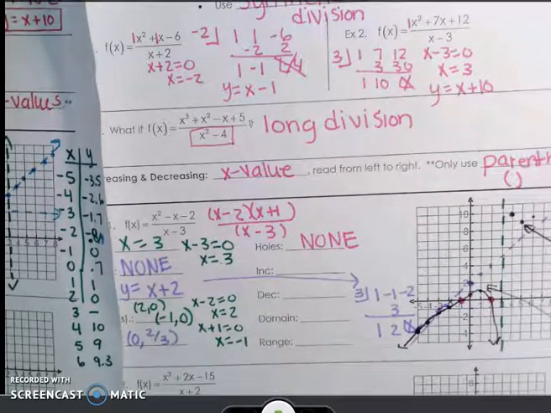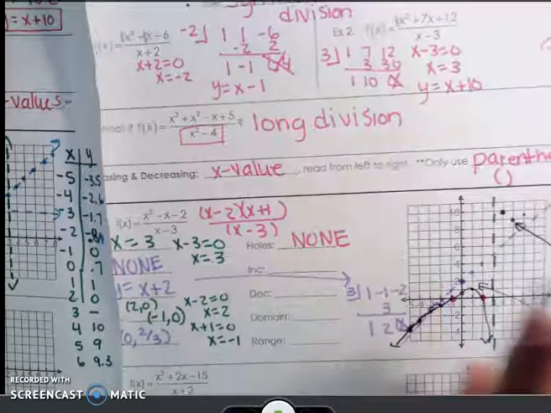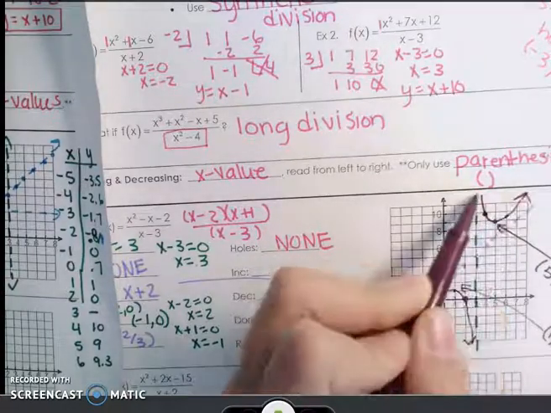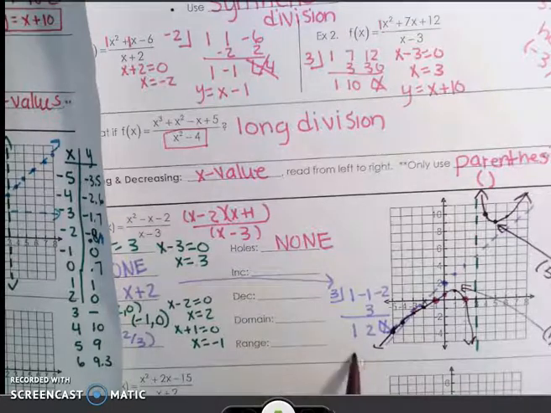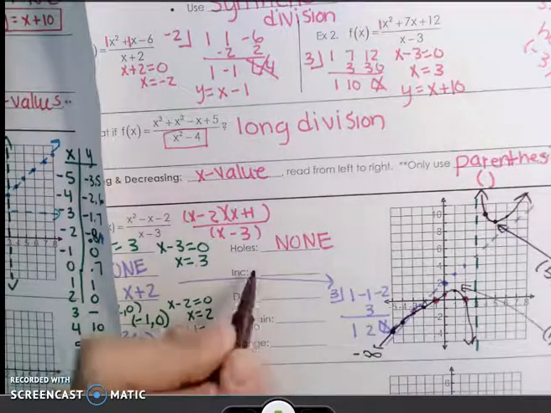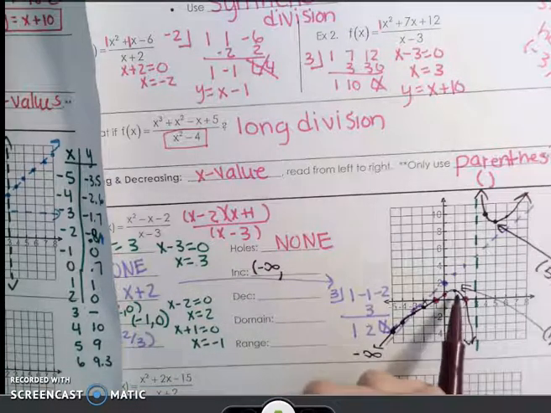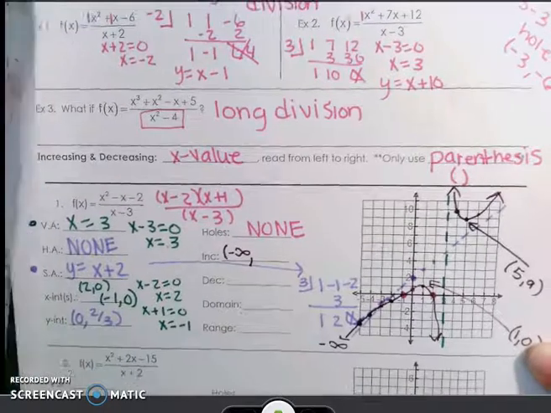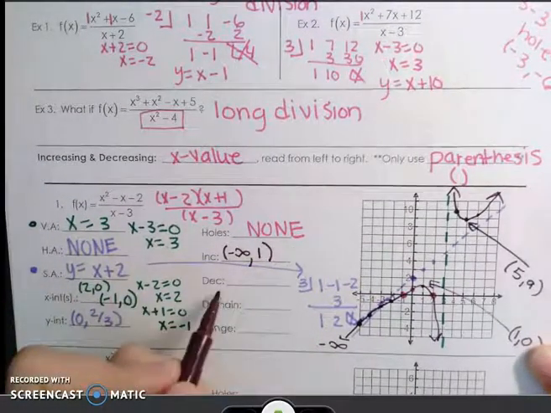Okay. All right. Increasing and decreasing. Always reading the graph from this side to this side. Don't forget that. And you are increasing right here. And so since this is the negative infinity side of the graph, we're going to say we're increasing from negative infinity to this x value. And remember, this x value right here is 1.